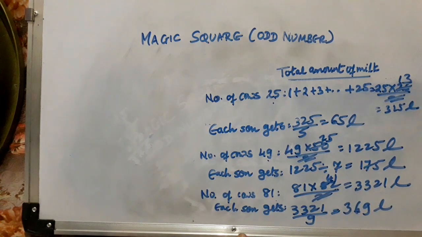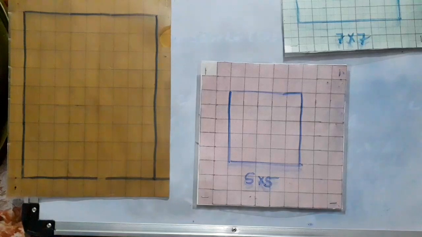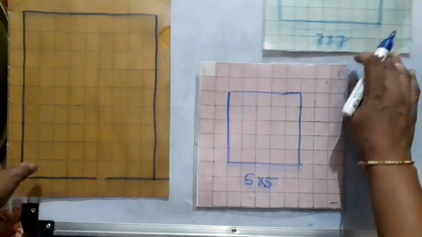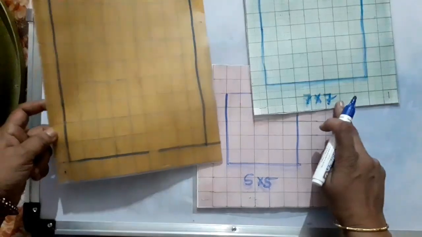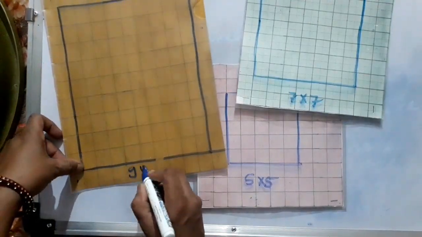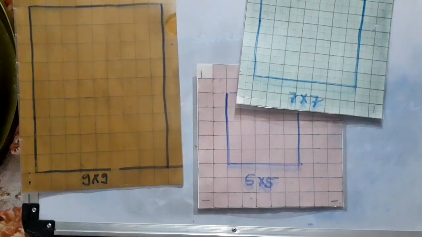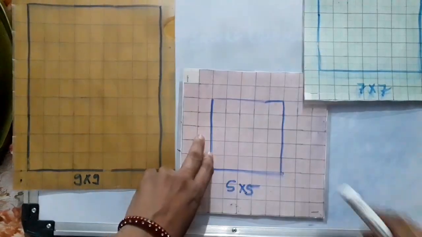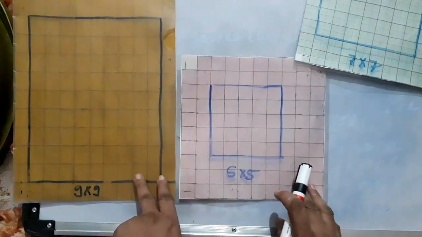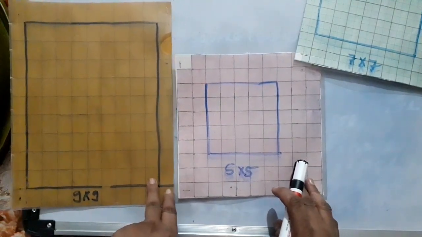Okay, now how to arrange the cows so that the children get an equal amount of milk also. Let's see using a magic square. We will try to arrange the numbers in a 5 by 5 magic square, and simultaneously we are going to see it for a 7 by 7 magic square as well as a 9 by 9 magic square. Now let's start. In 5 by 5 you have to arrange the numbers from 1 to 25.